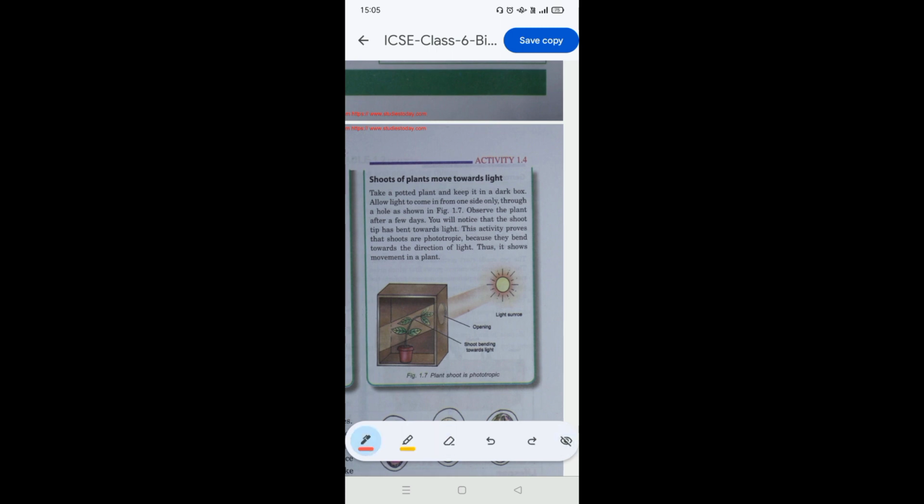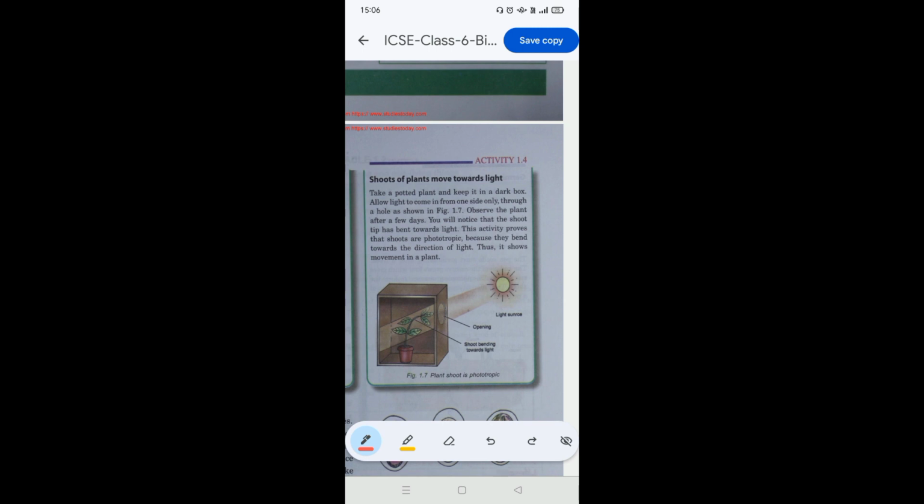Activity 1.4. Shoots of plant move towards light. Take a potted plant and keep it in the dark. Allow light to come in from one side only through a hole as shown in figure 1.7. Figure 1.7 tells that the plant shoot is phototropic. Let's see. Observe the plant after a few days.